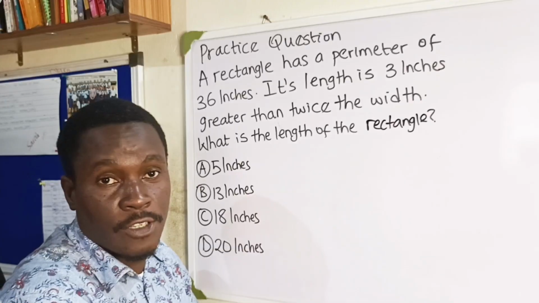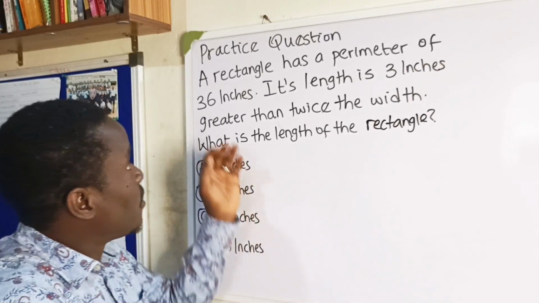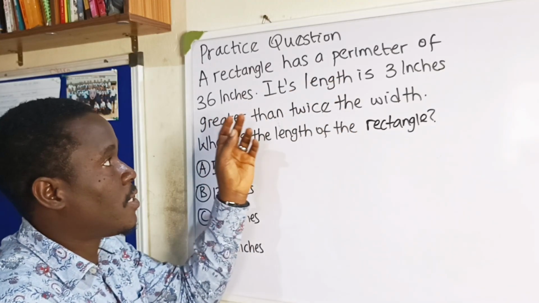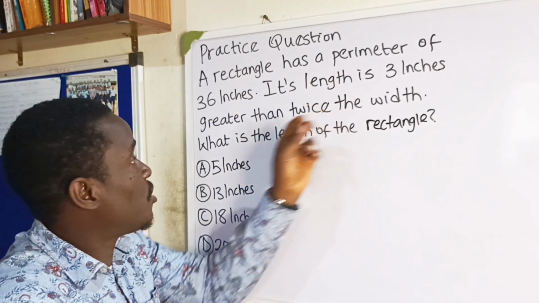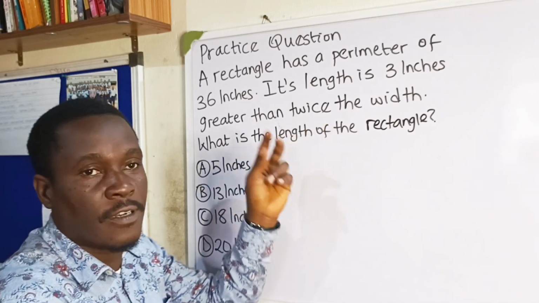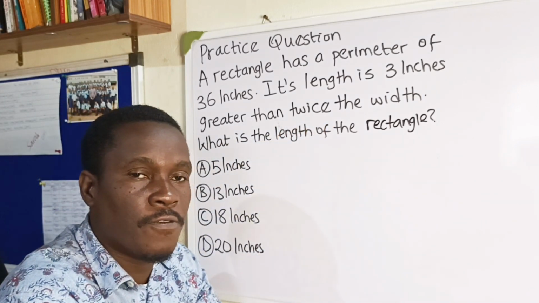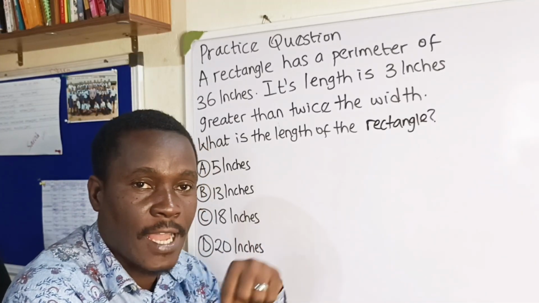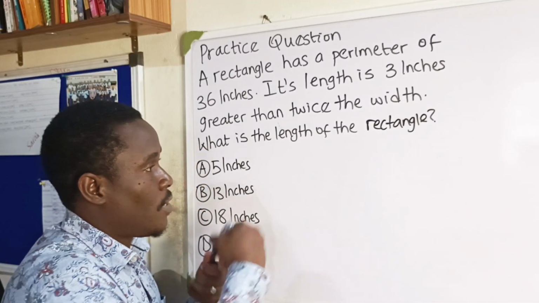Let's do that. So let's consider the first question we have here. The question is, a rectangle has a perimeter of 32 inches. Its length is 3 inches greater than twice the width. What is the length of the rectangle? So first we need to recall that the perimeter is the sum of all the sides of the rectangle. So let's draw the rectangle.